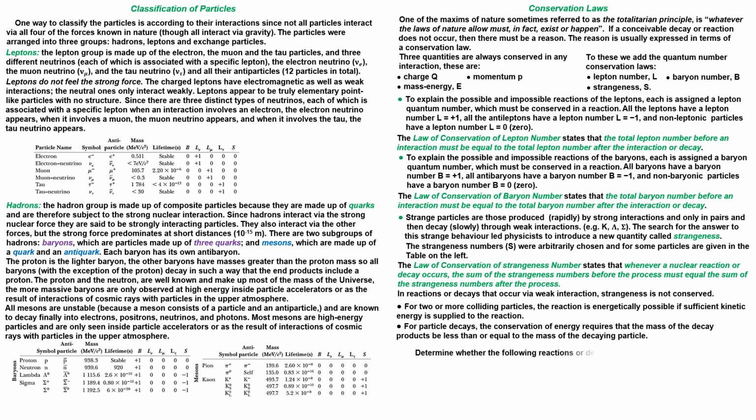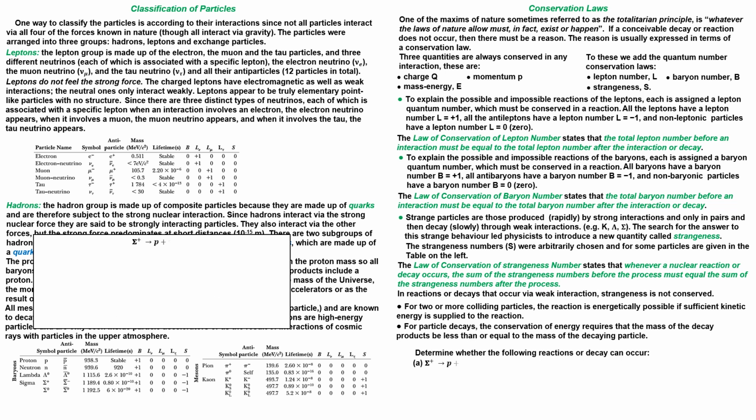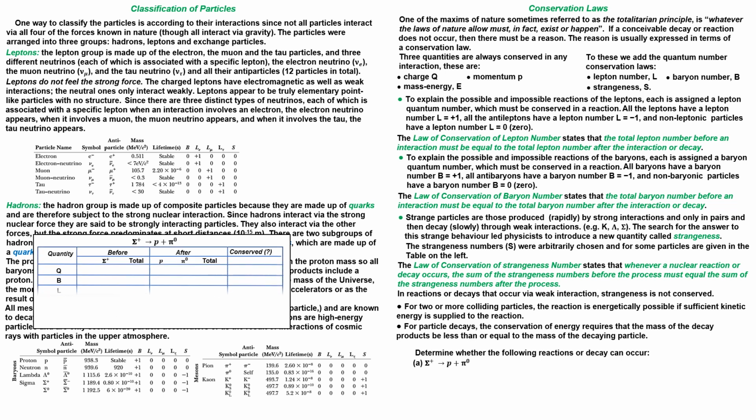Determine whether the following reactions or decay can occur. The net charge is zero before and after the decay, so the charge is conserved. The baryon number is 1 before and after the decay, so the baryon number is conserved. There are no leptons in this decay, so there is no problem with the conservation of lepton number. This particle is a strange particle, and it decays via the weak interaction, so the strangeness is not conserved.